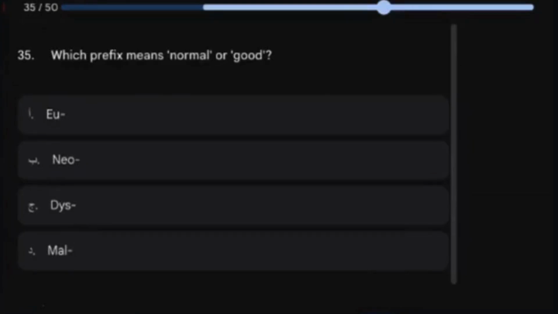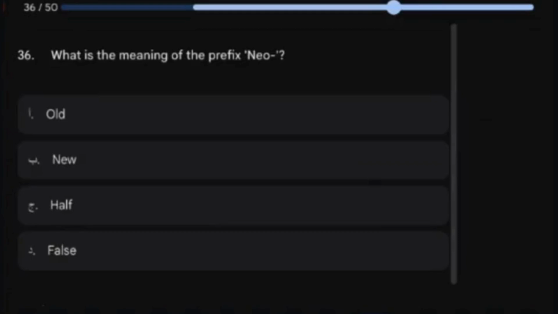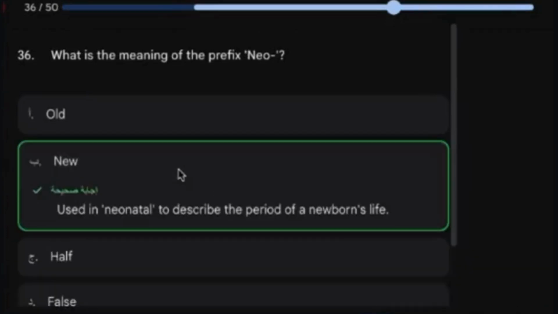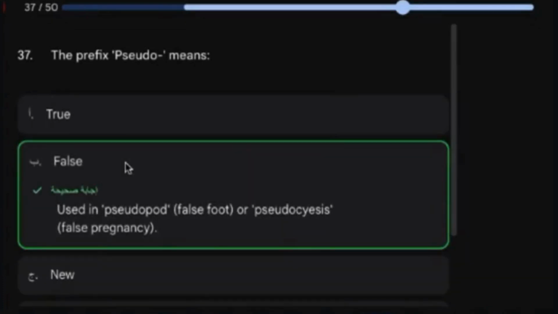Which prefix means normal or good? Yes, eu, like euphoria, or eupnea, normal, effortless breathing. What is the meaning of the prefix neo? Is it old, new, half, or false? New, okay, like neonatal, to describe the period of a newborn's life. The prefix pseudo means true, false, new, or again? Yeah, it means false, like pseudopod, false foot.